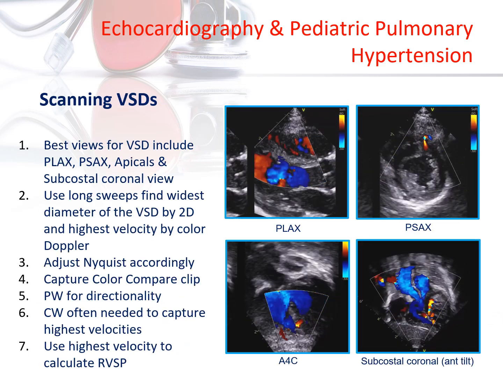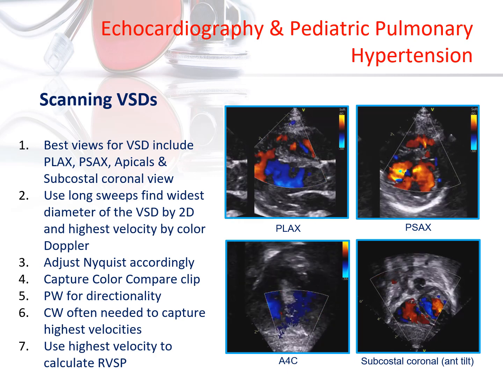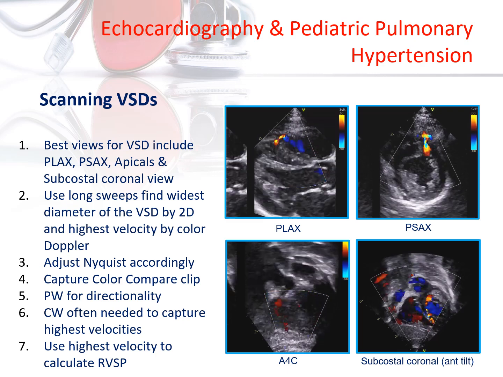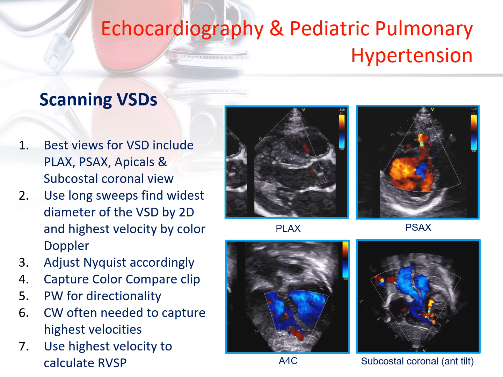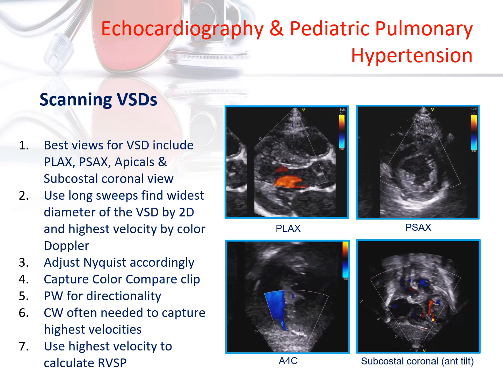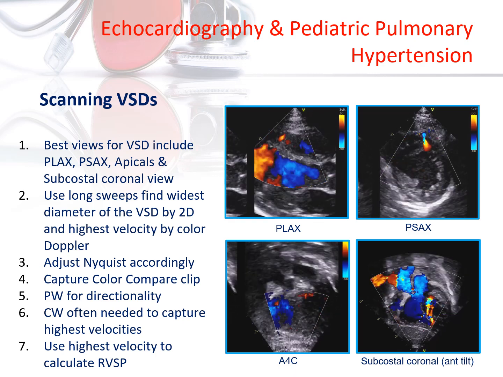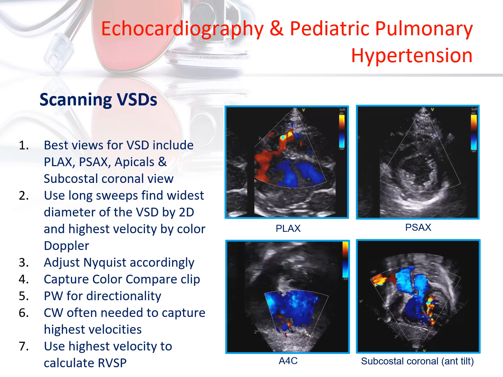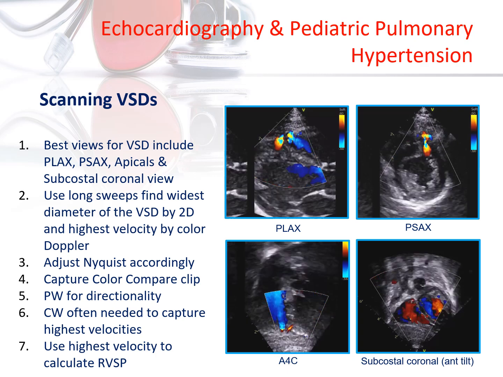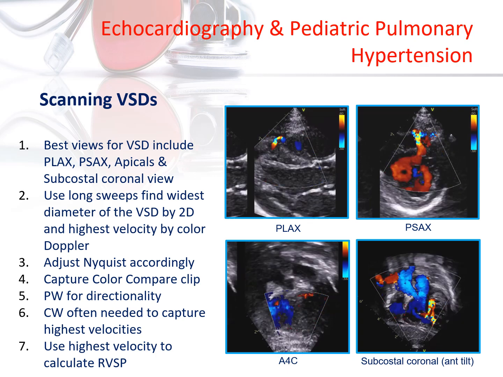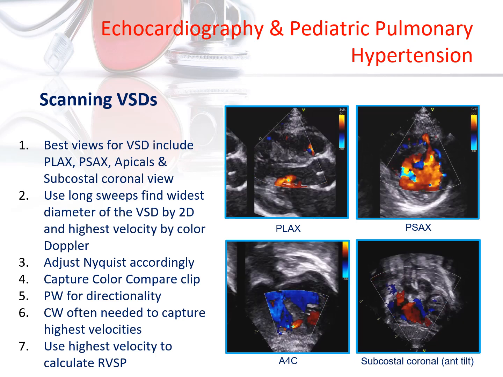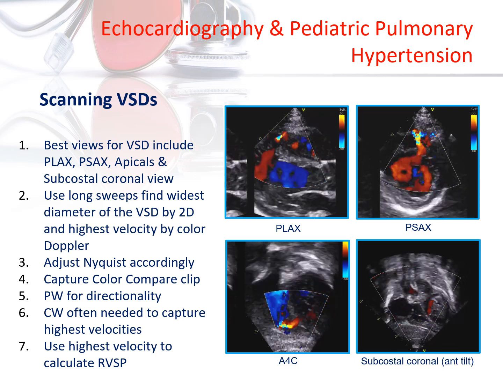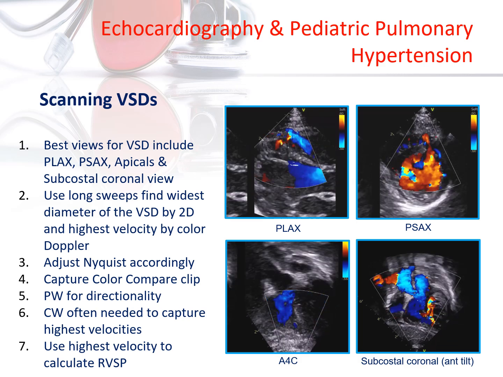Okay, scanning VSDs. Best views are going to include parasternal long, parasternal short, apicals, and subcostal coronal view. You want to use, again, long sweeps to find the widest diameter of the VSD by 2D and the highest velocity by color Doppler. Adjust your Nyquist accordingly. You want to capture color compare clips. You want to drop a PW right inside the VSD for directionality. Oftentimes you're going to need a CW to capture the highest velocity, and then you want to use the highest velocity that you capture to calculate the RVSP.